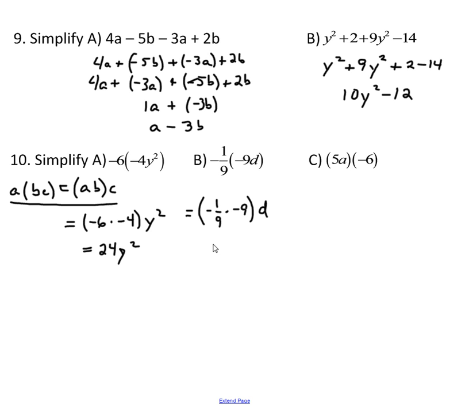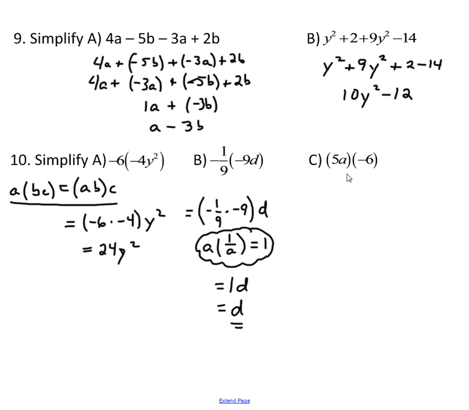Now, one more property is at work right here. We note that we're taking negative 1/9 times negative 9. The negative times the negative will give us a positive, of course. 1/9 times 9 is the inverse property of multiplication, which, as you recall, said that if we take a number times its reciprocal, we always get 1. Well, that's what's going to happen right here. We're taking 1/9 times 9, so we're going to get 1 times d. But since 1 is never really shown as a coefficient, we just write d as the result here.